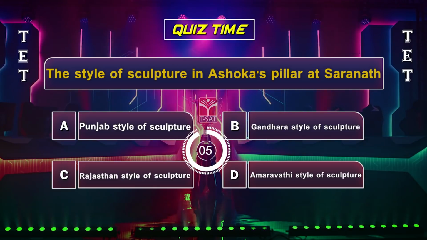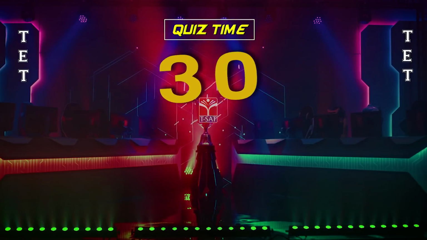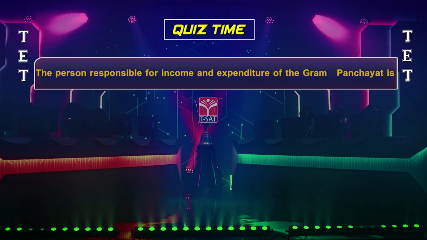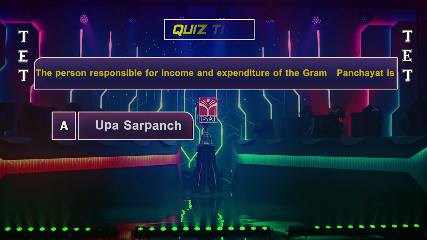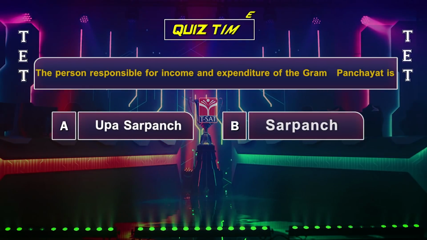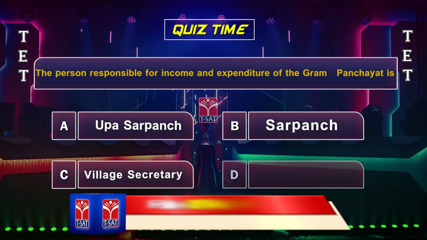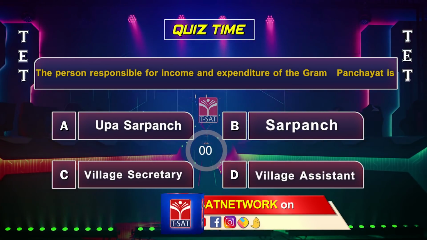The correct answer is option C, Rajasthan style of sculpture. 30th question. The person responsible for income and expenditure of the Gram Panchayat is option A, Upasarpanch. Option B, Sarpanch. Option C, Village Secretary. Option D, Village Assistant. Your time starts now.